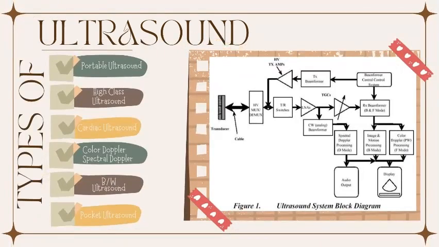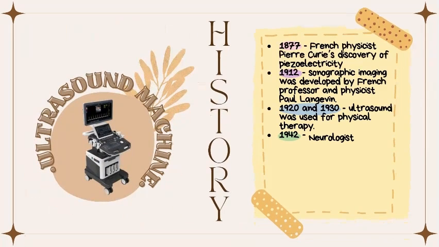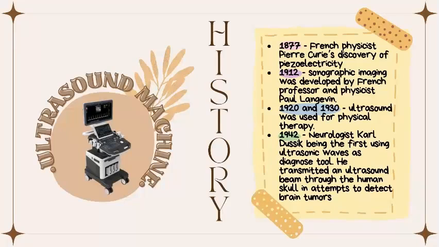There are varieties of it, such as portable ultrasound, high-class ultrasound, cardiac ultrasound, color Doppler, spectral Doppler, black and white ultrasound, and pocket ultrasound. When was the ultrasound machine first discovered? Well, back in 1877, a French physicist named Pierre Curie discovered piezoelectricity. Later, in 1912, sonographic imaging was developed by another French physicist named Paul Langevin.